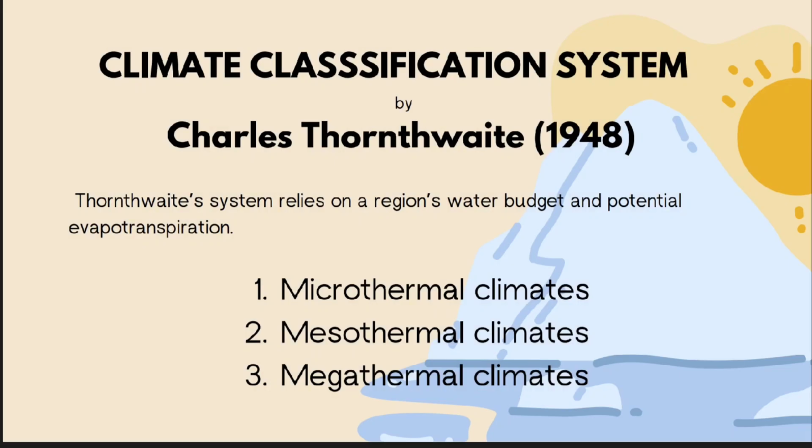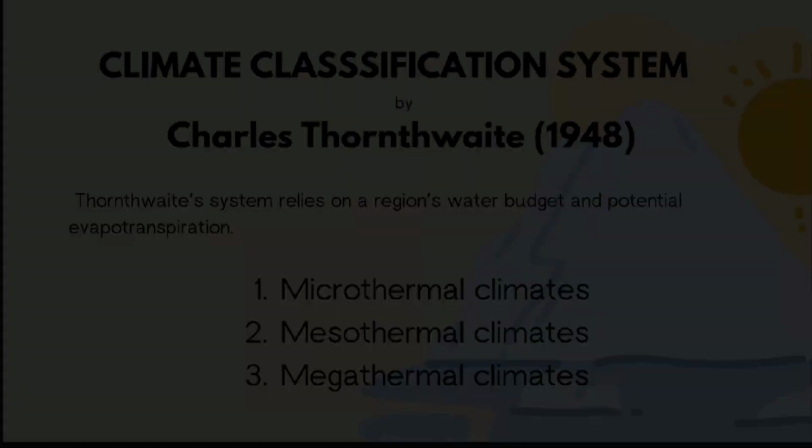In 1948, American climatologist Charles Thornthwaite developed a climate classification system that scientists still use today. Thornthwaite's system relies on a region's water budget and potential evapotranspiration. The major classifications in Thornthwaite's system are microthermal, mesothermal, and megathermal.